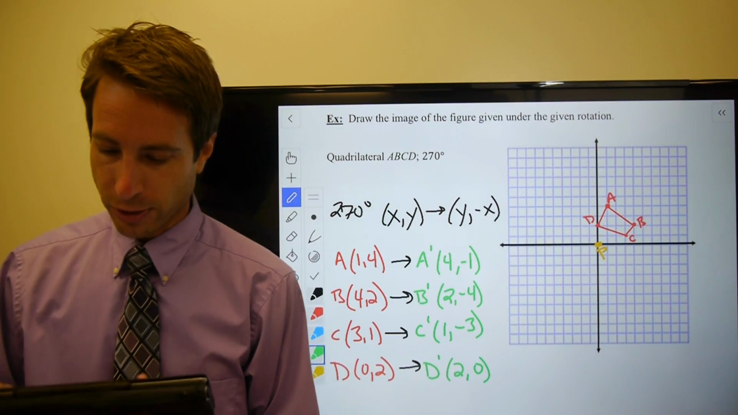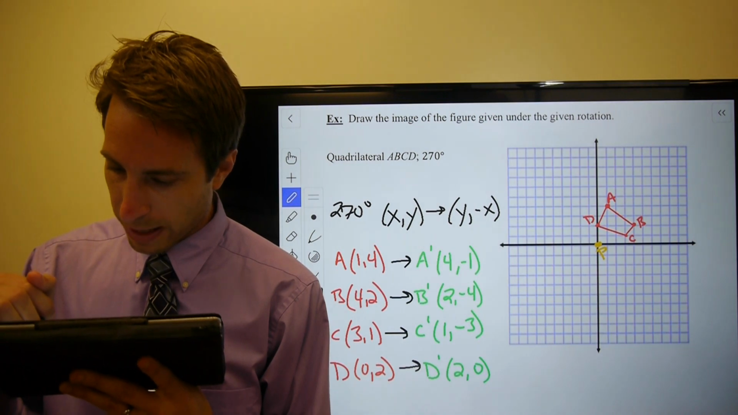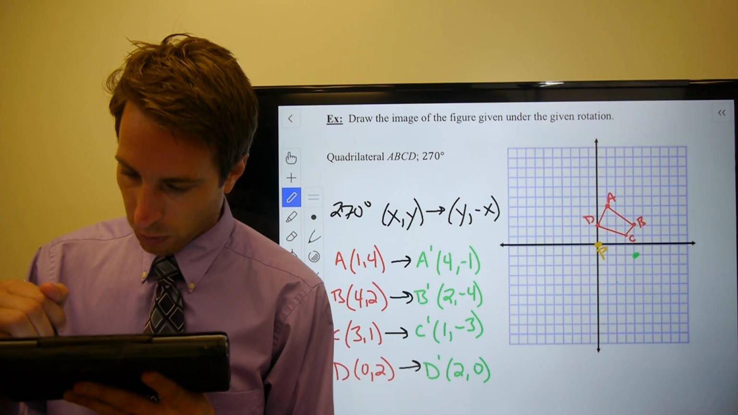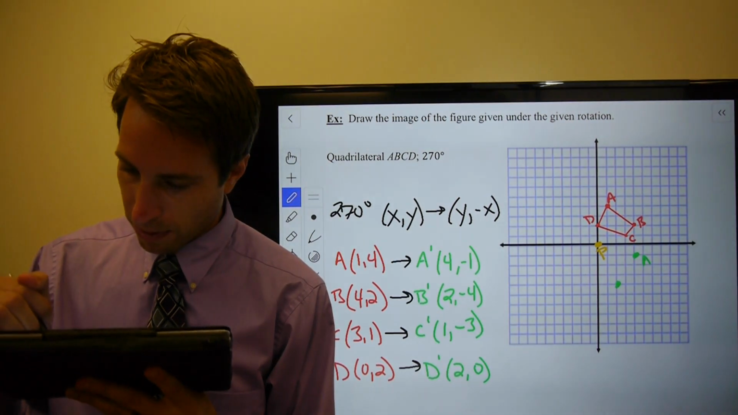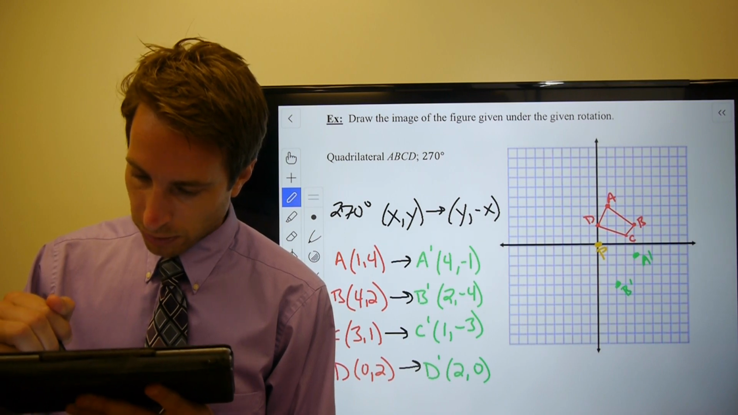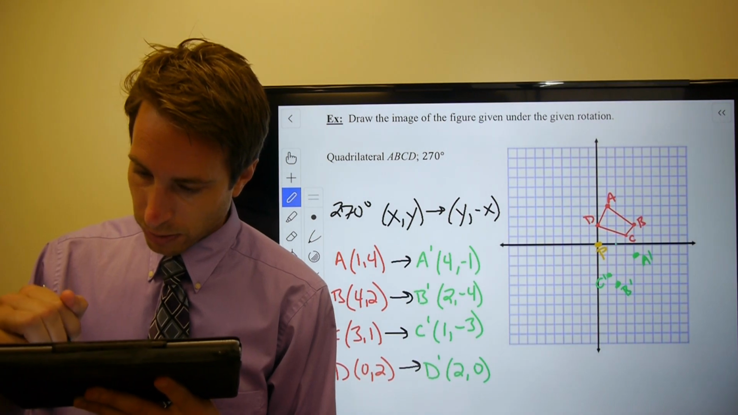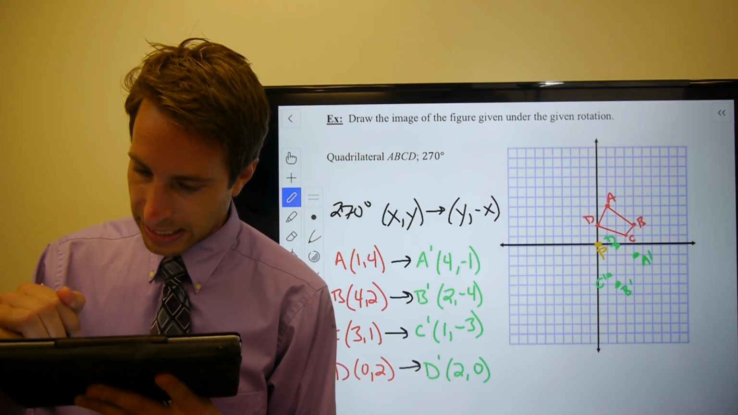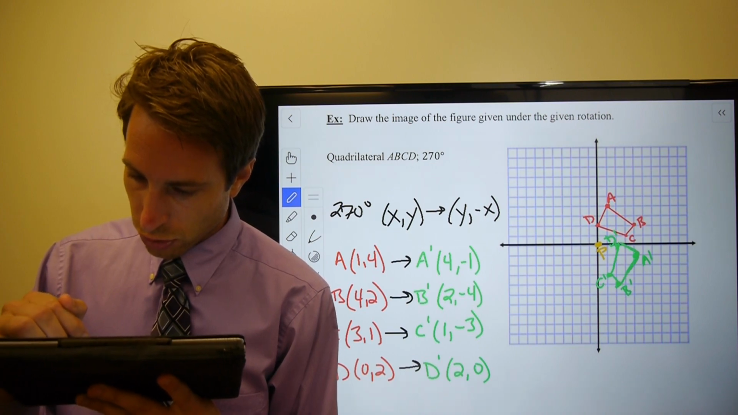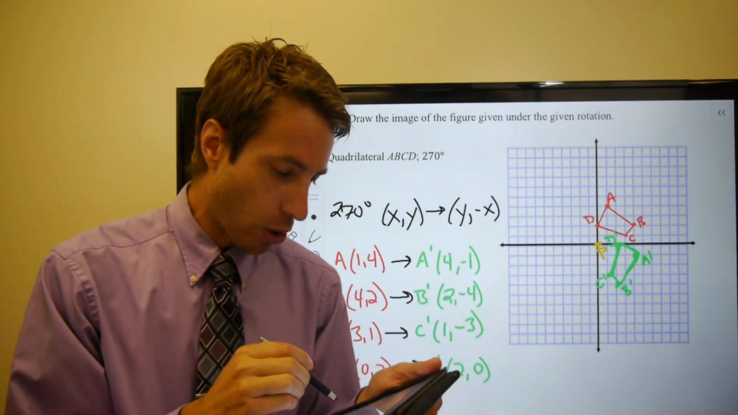All right, here we go. Let's plot those points. 4, negative 1. There's A prime. Then B prime. Then 1, negative 3, C prime. And 0, negative 2, right there is D prime, and that right there is my image rotated 270 degrees.